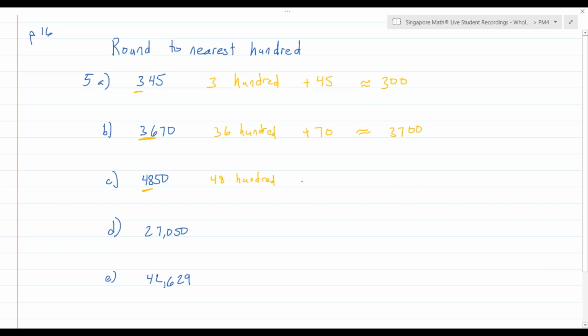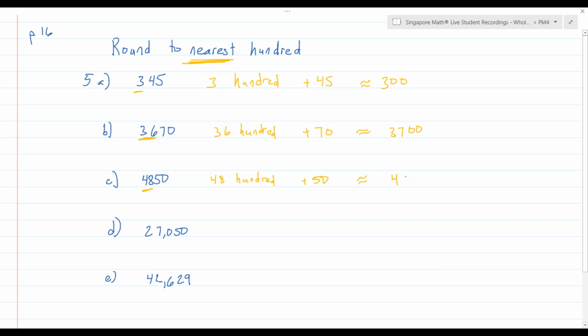Plus 50. All right, remember we need a rule for this one because 50 means it's exactly in the middle. If you want to go to the nearest, but you're exactly in the middle, what do you do? Well, the rule is that we go up.